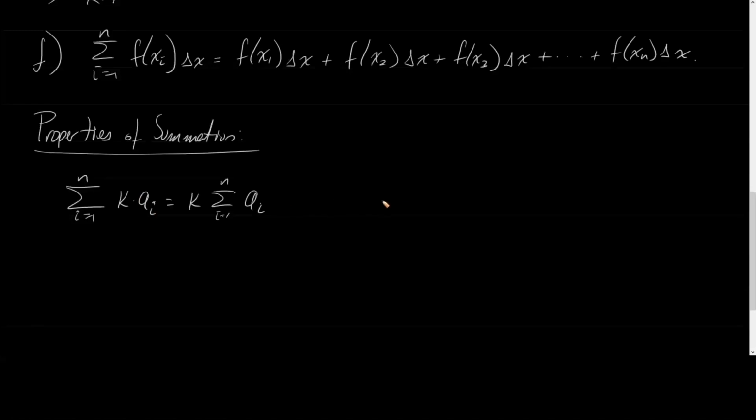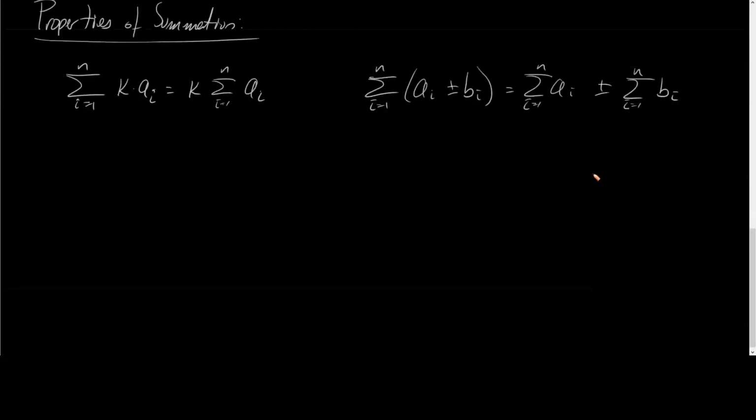Similarly, or actually a different property would be if I have the summation from i equals 1 to n of a sub i plus or minus b sub i. In here, this just becomes the summation of each one of those separately. So essentially, we can distribute this sigma over addition or subtraction. So we can pull out a constant, and we can distribute the summation. All right. So those are some properties.